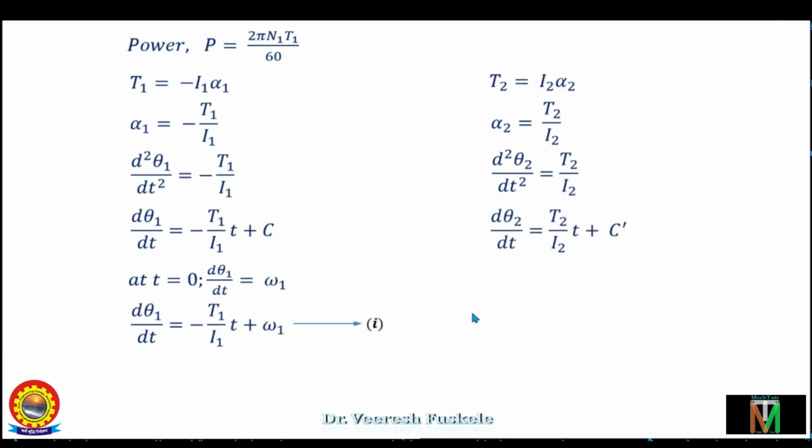Again applying the boundary condition, at t is equal to 0, d theta 2 upon dt is nothing but the angular velocity of the driven shaft. So applying this to the equation, we have d theta 2 upon dt is equal to T2 upon I2 into t plus omega 2. So this is our equation number 2.